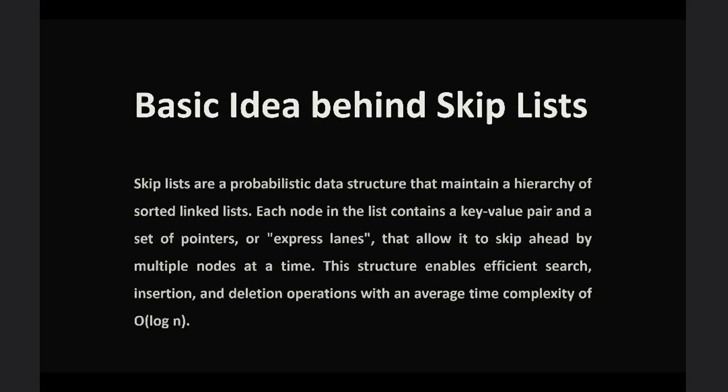Skip lists organize sorted linked lists in a hierarchical manner. Each node holds a key value pair and multiple pointers. These are called express lanes, and these enable skipping multiple nodes at once. This setup facilitates quick search, insertion, and delete operations, typically with an average time complexity of O(log n).